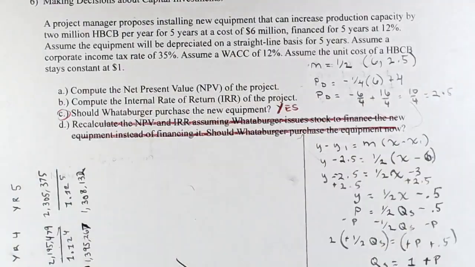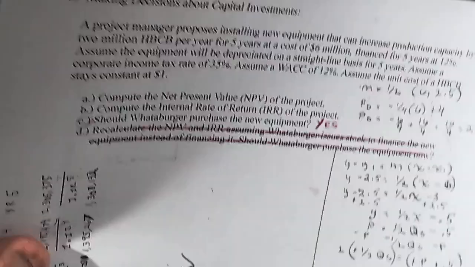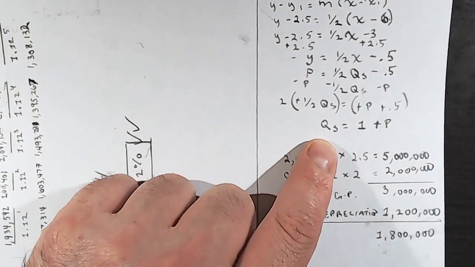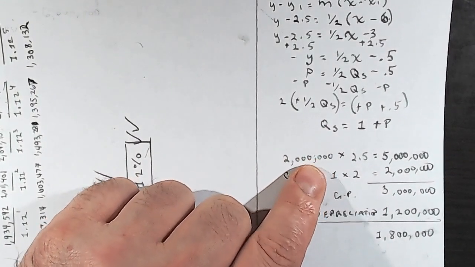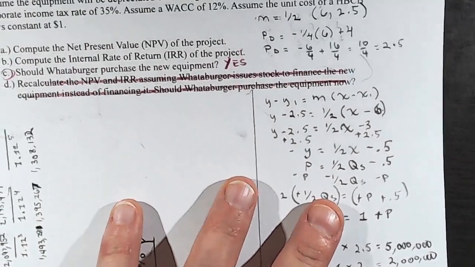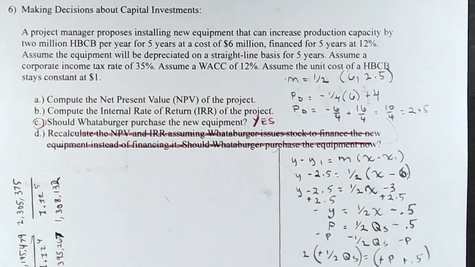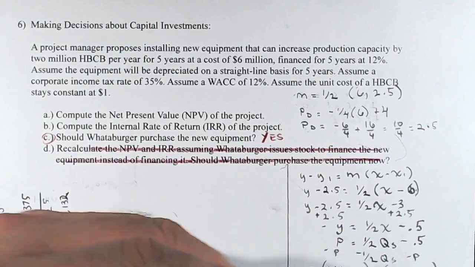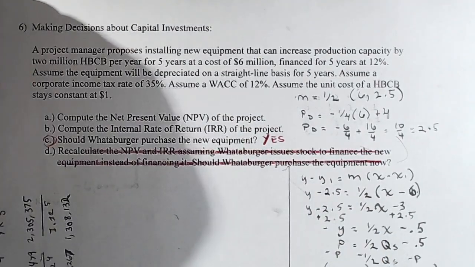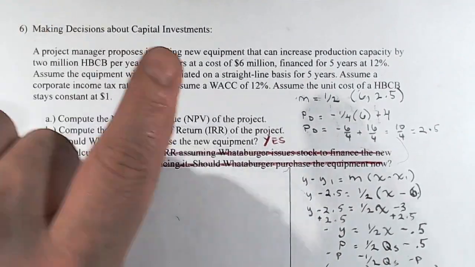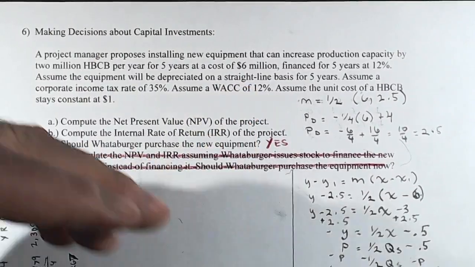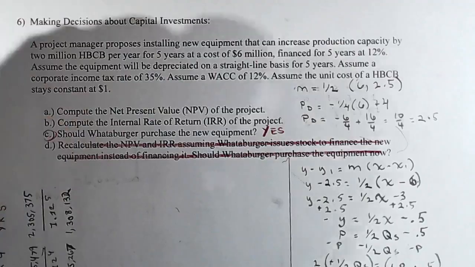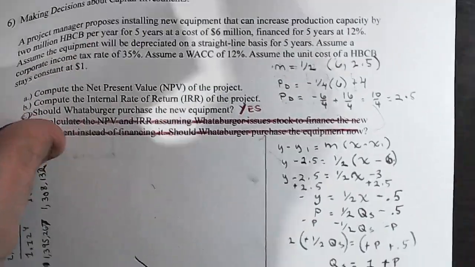And then this page here, what we did in order, just so you can understand, we calculated a new supply curve because we increased our supply. We wanted to analyze the proposal to increase our supply by 2 million units. The problem is it was going to cost $6 million, and we are going to finance it using a loan, for 5 years at 12%.